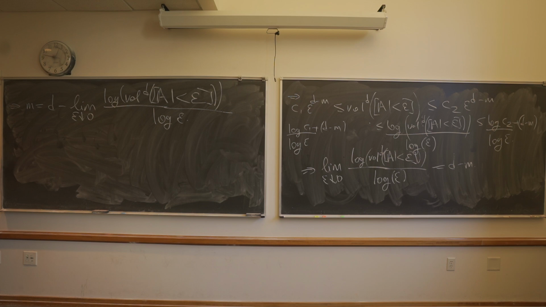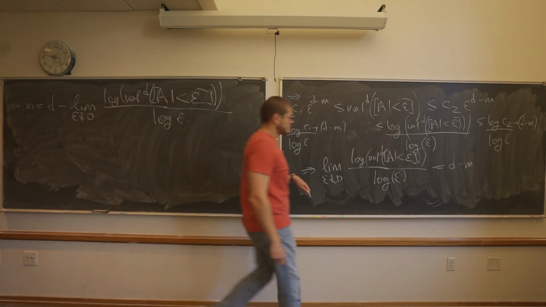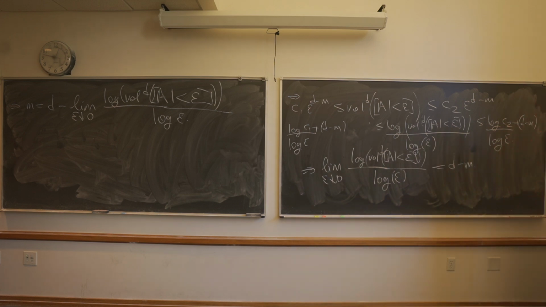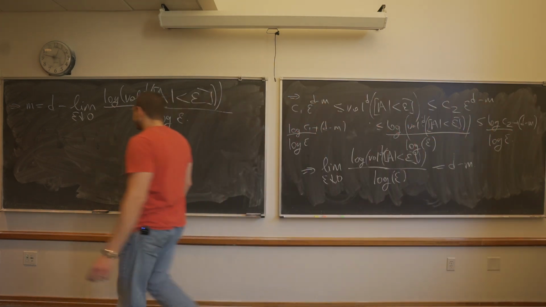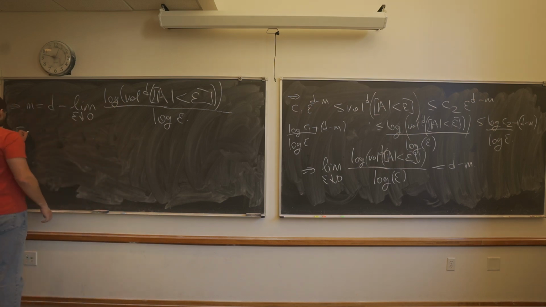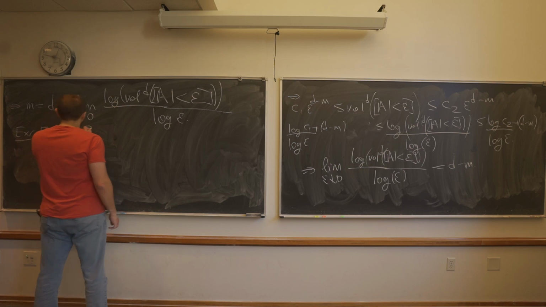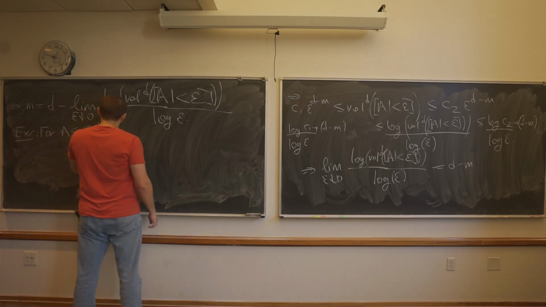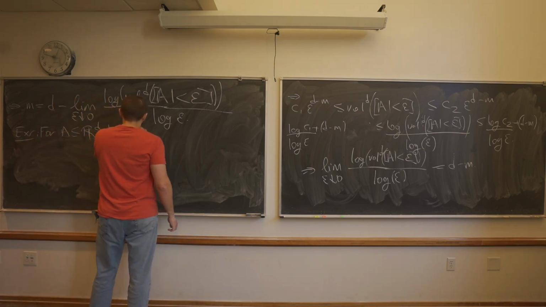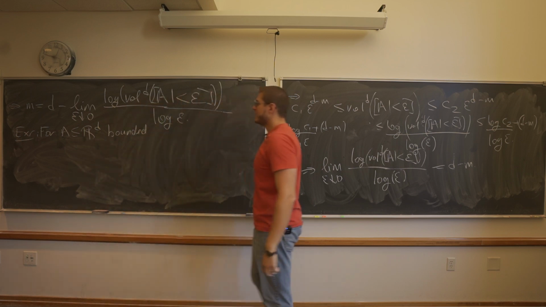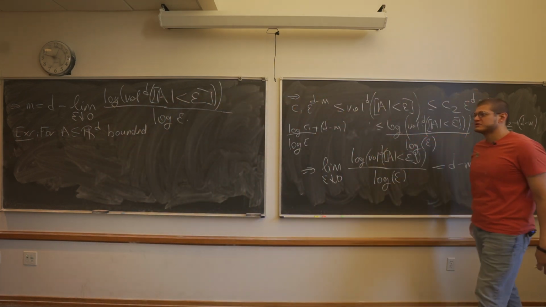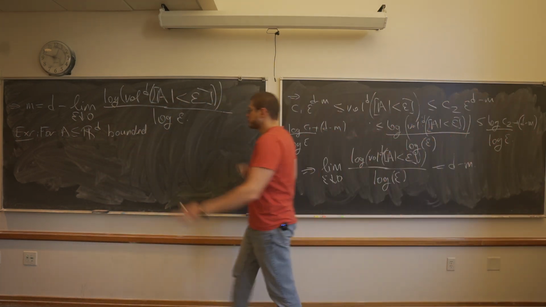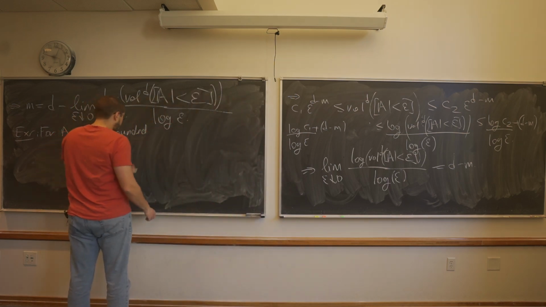Any questions about this? Maybe I was a little bit shady in these calculations, but it's good to do these on your own as well. And so what you do is the following then. Now it's an exercise. For A bounded, its Minkowski dimension, or upper and lower Minkowski dimension, is equal to this expression with the lim sup or lim inf.